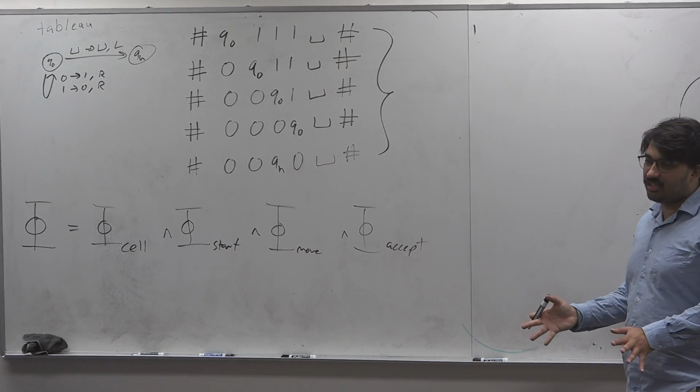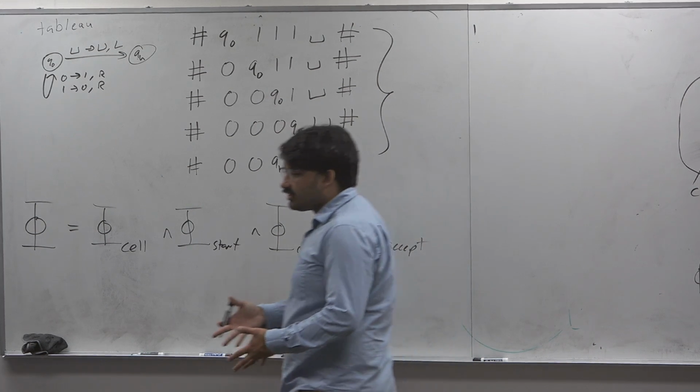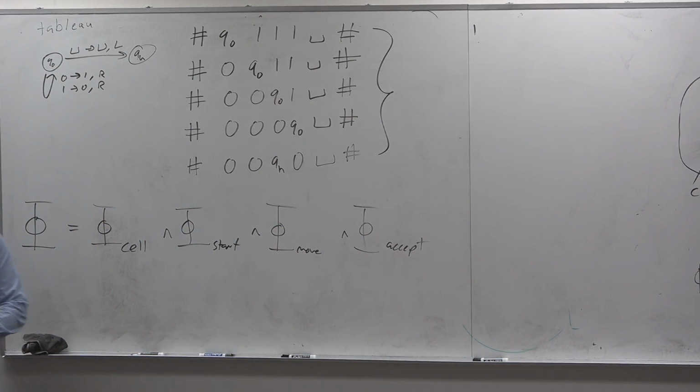For any Turing machine, for any tableau, how big should the table be, essentially? Size of the input? Almost. Here it happens to be the size of the input because we have a linear time machine. The depth of the machine will actually correspond to the time.